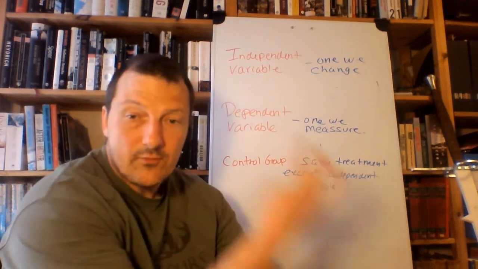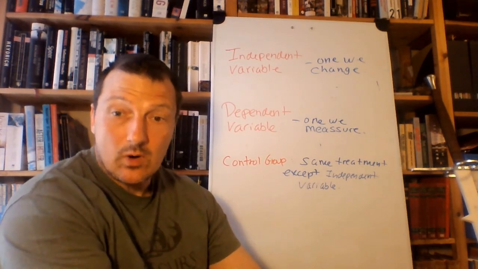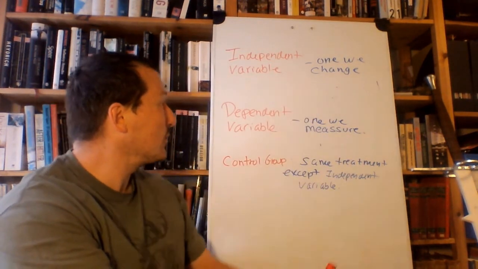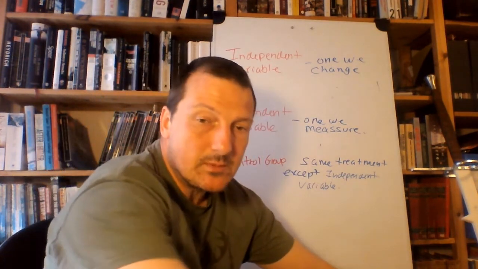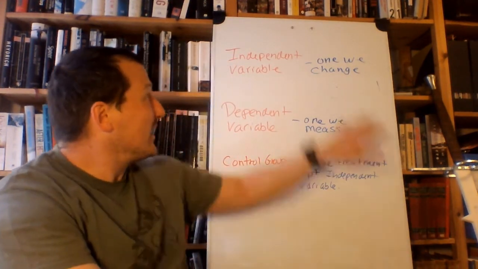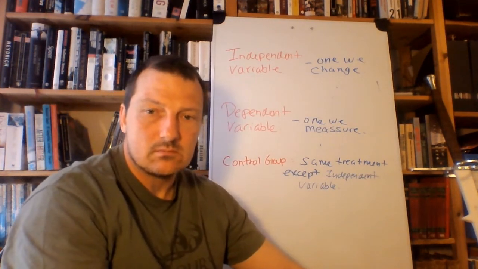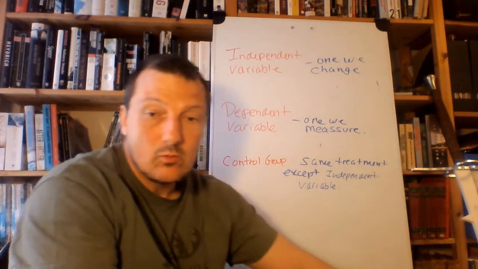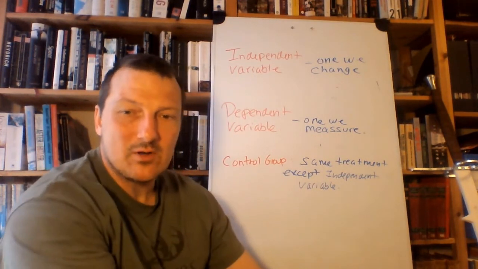So there are 3 words here that are important to learn when we talk about chapter 1 in marine science. That is the independent variable, the dependent variable, and the control group. And this often confuses people. So the independent variable is the one that we can change, and the dependent variable will be the one we measure.